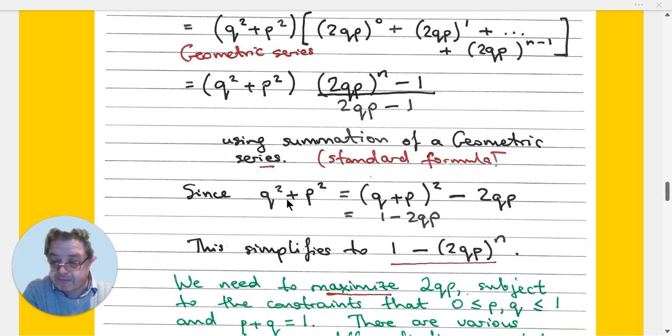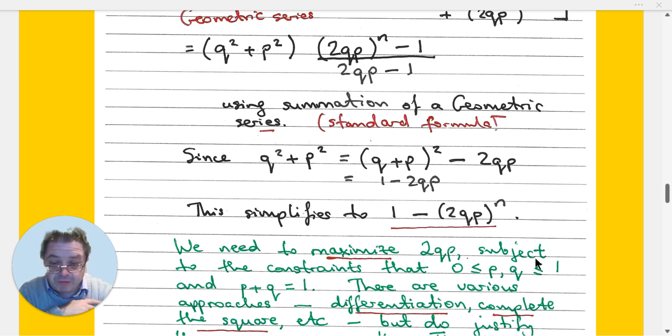And then, since q squared plus p squared equals (q plus p) squared take 2pq, that's 1 take 2pq, the whole sum of the series simplifies to 1 take (2qp) to the n. Now the question says to show that this is always greater than or equal to 1 take (a half) to the n, so we need to maximize 2pq subject to the constraints that p and q are positive numbers between 0 and 1, and p plus q is 1.